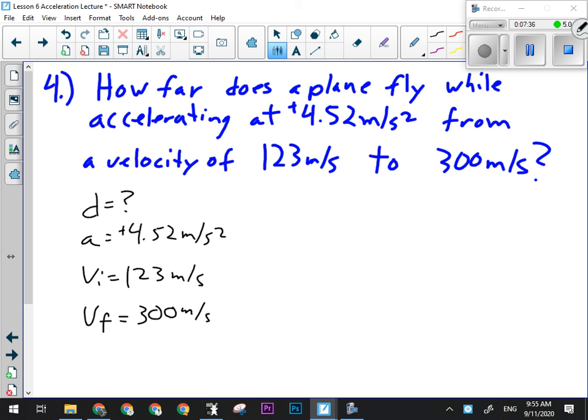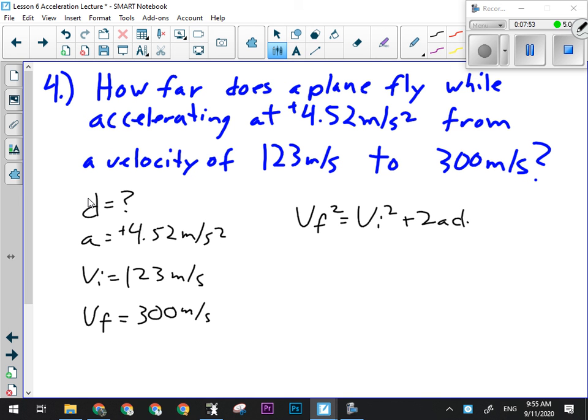What formula am I going to use there? Right, the VF squared formula. So we're going to use VF squared equals VI squared plus 2AD.